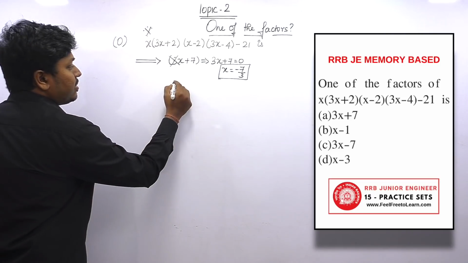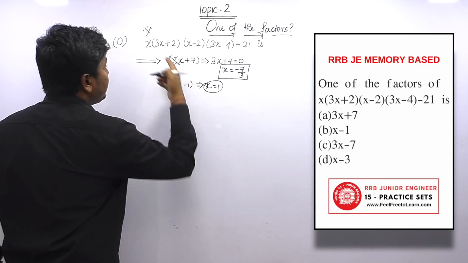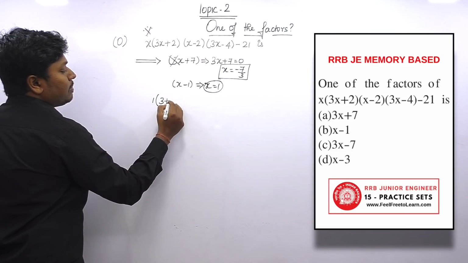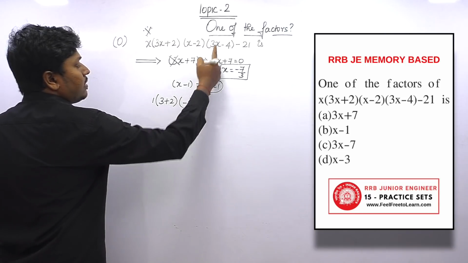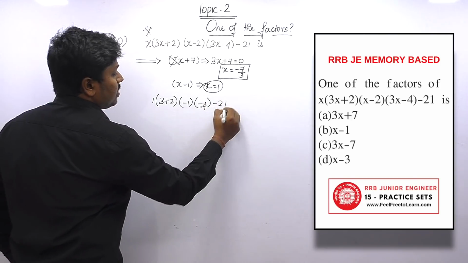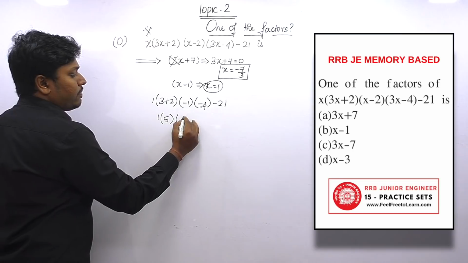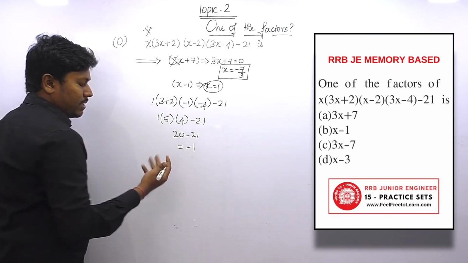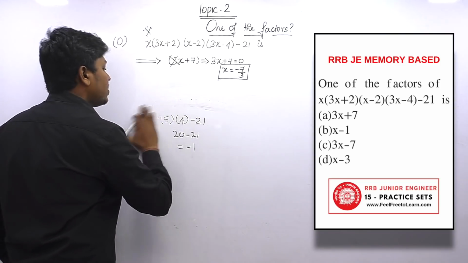X minus 1 is equal to 0. So x minus 1 is equal to 0, then x is equal to 1. So let me substitute the value of x is equal to 1 here. So this will be 1. 3 into 1 will be 3, that is 3 plus 2. So 1 minus 2 will be minus 1 and the 3 minus 4 will be minus 1 again here. So minus of 21. So this will be 3 plus 2 will be 5. So this will be 4 minus 21. 5 into 4 will be 20 minus 21 will be minus 1. We are not getting 0. So definitely we can say option number 2 is also not a factor.